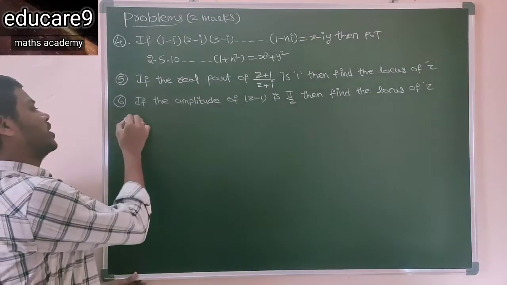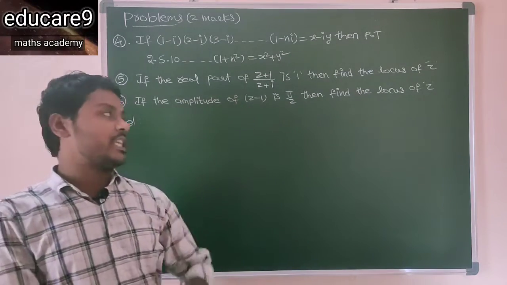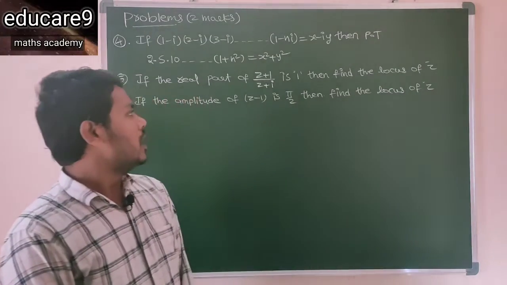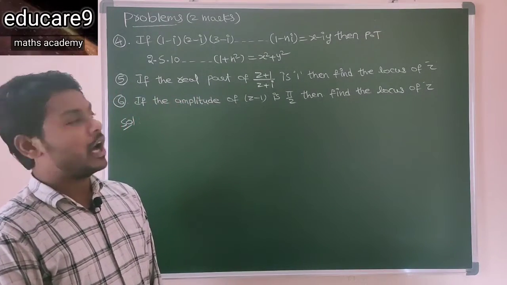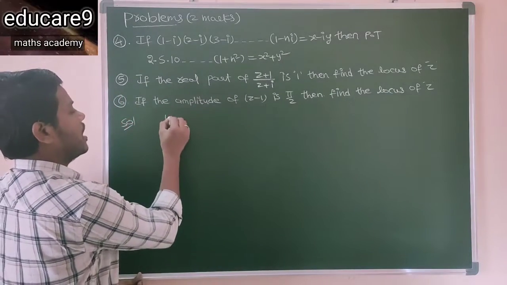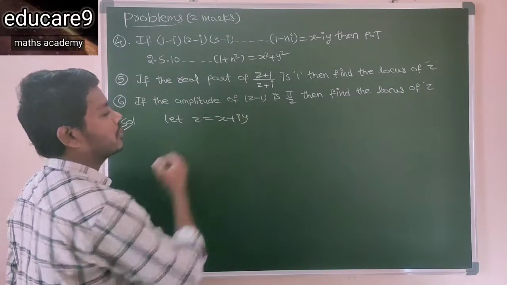So see the sixth one. If the amplitude of z minus 1 is pi by 2, then find locus of z. So amplitude means argument, that means theta. So see here, let z equal x plus iy.